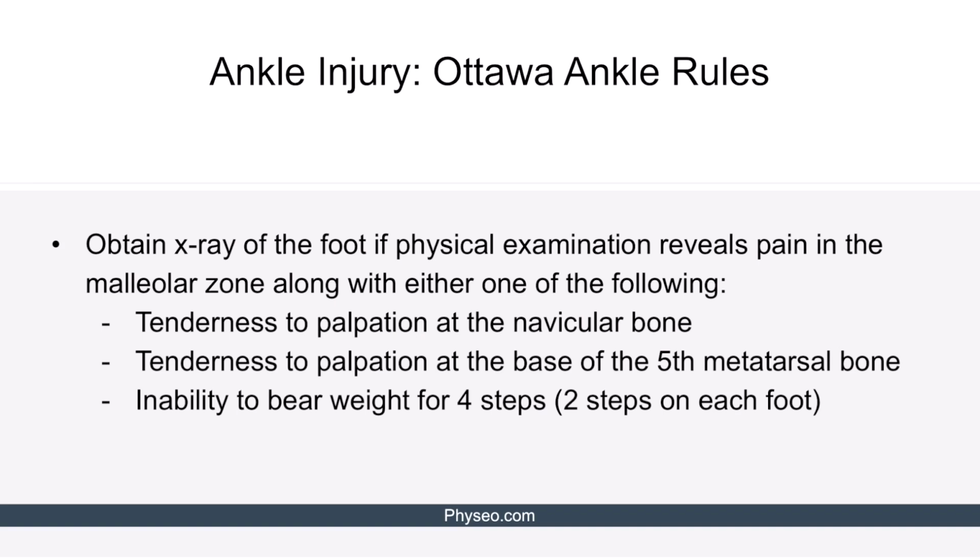Despite the name, the Ottawa ankle rules also contain recommendations regarding pain in the foot. A clinician should strongly consider obtaining an x-ray of the foot if the physical exam reveals pain in the midfoot zone and either one of the following: tenderness to palpation at the navicular bone, or tenderness to palpation at the base of the 5th metatarsal, or an inability to bear weight for 4 steps or 2 steps on each foot.